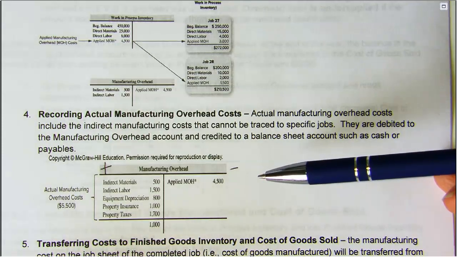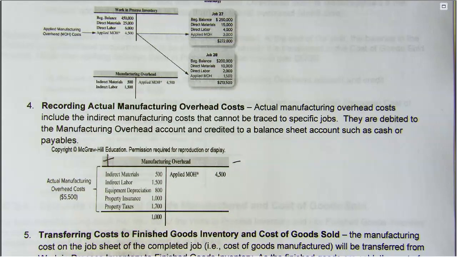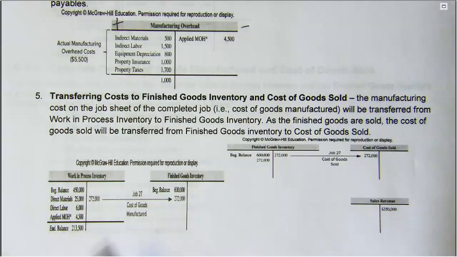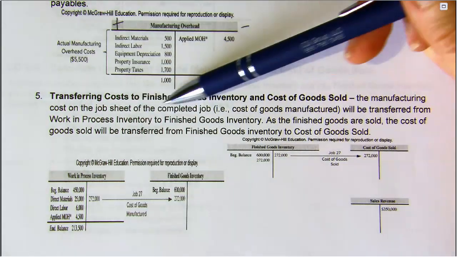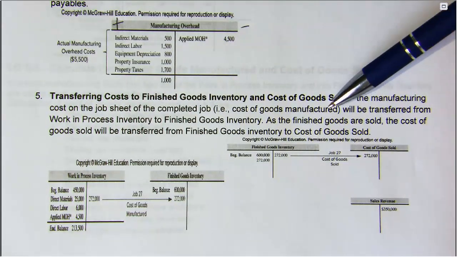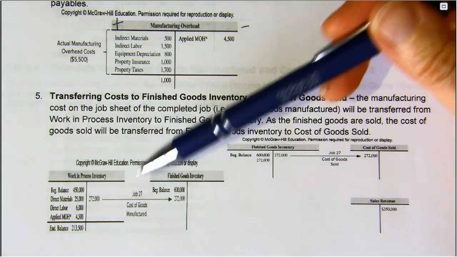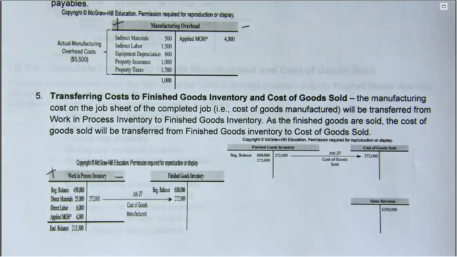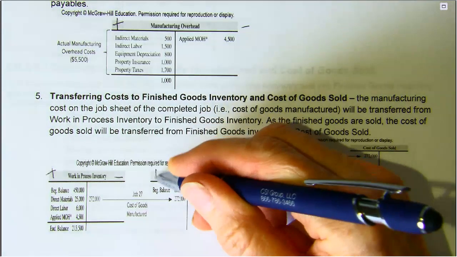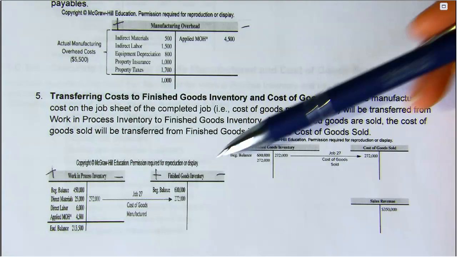Once those jobs are complete, we then transfer the total cost of the job into the finished goods inventory. The manufacturing cost on the job sheet of the completed job we call the cost of goods manufactured. It makes sense, right? That will be transferred from work in process inventory by crediting, because we credit to reduce assets, and then we debit that amount into the finished goods inventory because we increase assets by debiting.